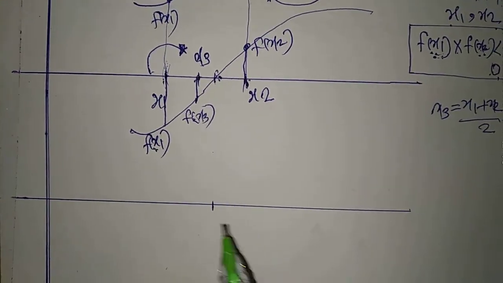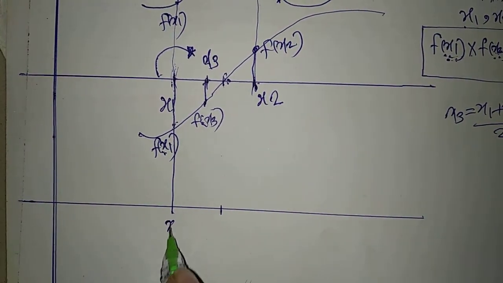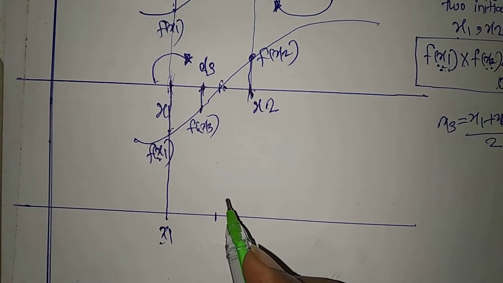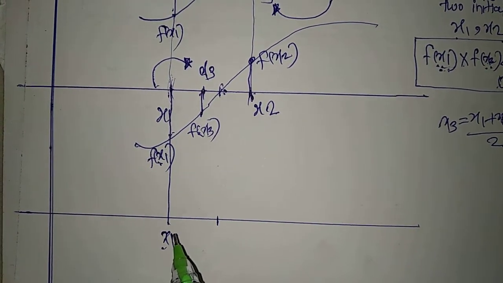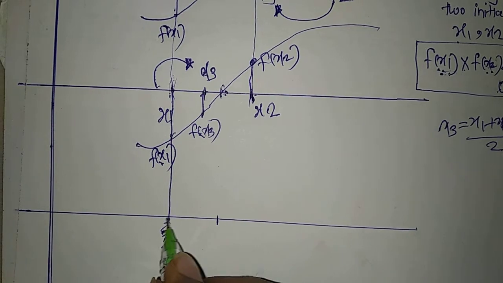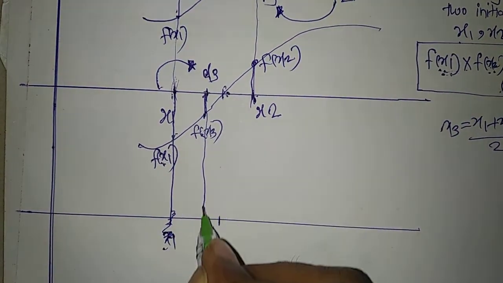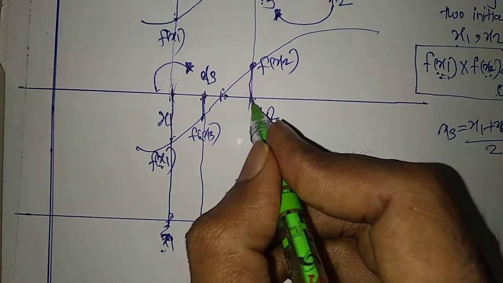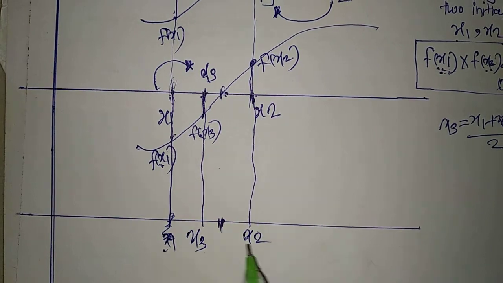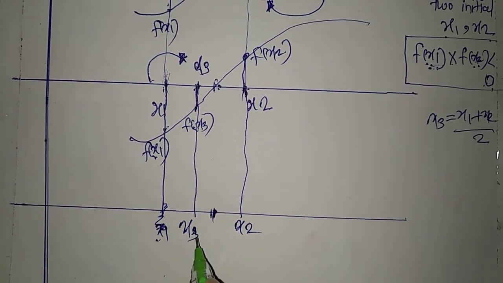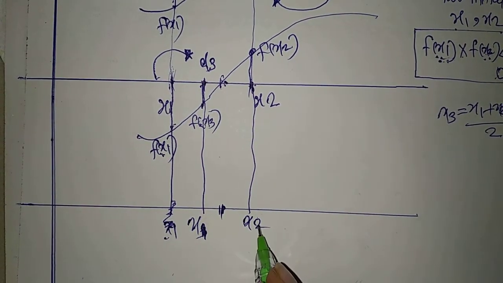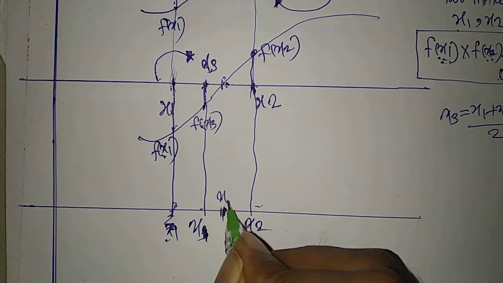For the next iteration, x1 is replaced by x3, so we cannot take the old x1 here. We take x3 as the new x1, x2 as it is, and the midpoint of these is the new x3.